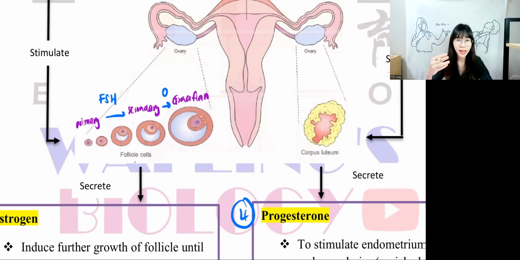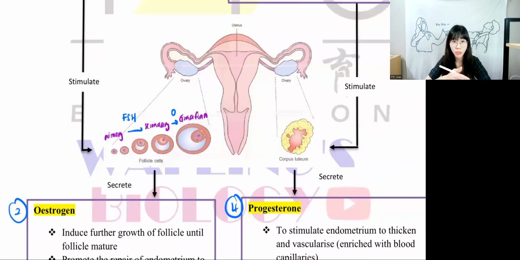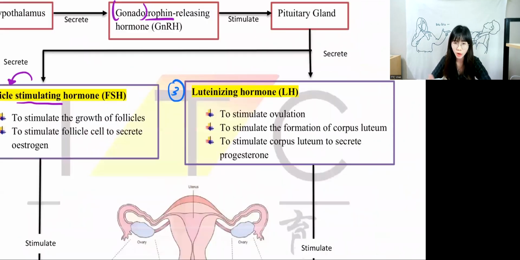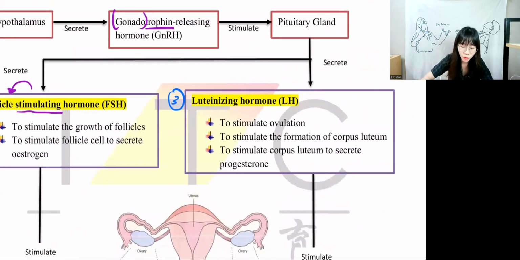So when the follicle grows, at the same time the woman's estrogen will start to repair the endometrium wall, because period is actually the shedding of the endometrium wall. So the endometrium wall will start to repair. Once it has repaired, they will undergo the next process, which uses the next hormone called luteinizing hormone, which is LH. The function is to stimulate ovulation.